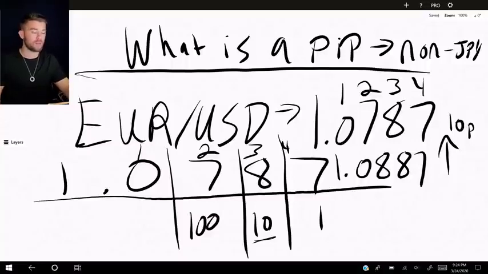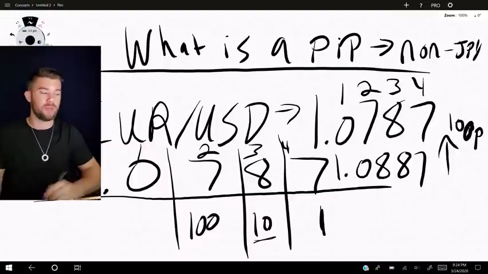Well, let's look at our column or graph. We have our ones, the 7, it stayed the same. We have our 10s, which was 8, it stayed the same. We have our 100s that was 7 and is now 8. That means that the euro dollar went up not by 10, but by 100 pips.